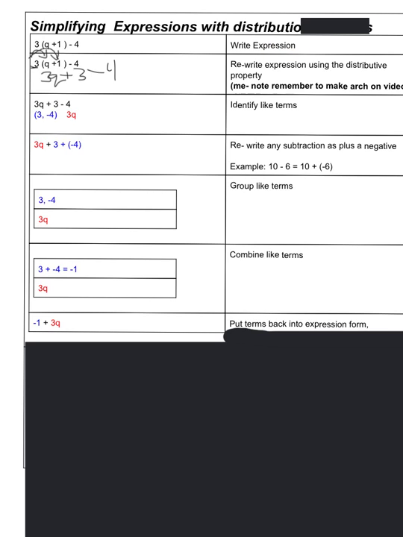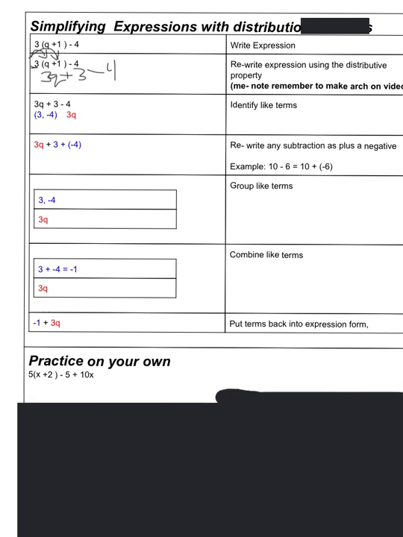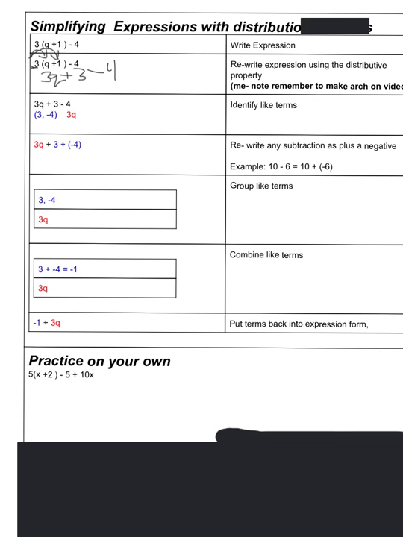I would like you to pause the video, try this next one on your own, and then check back to see if your answer is correct. Again, if you're confused or you don't understand something, please come see me in class tomorrow and we'll figure it out.